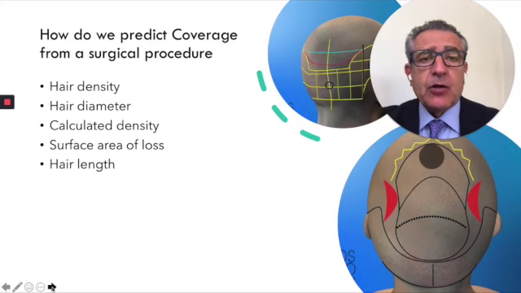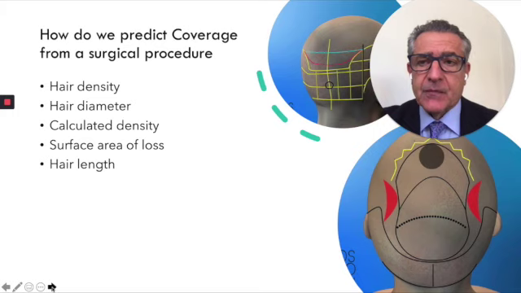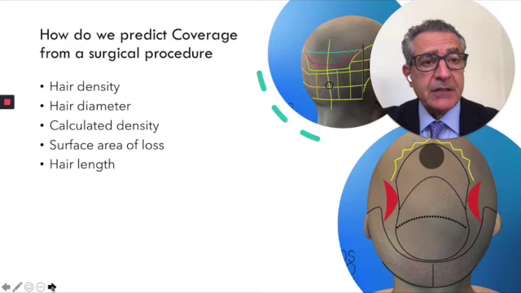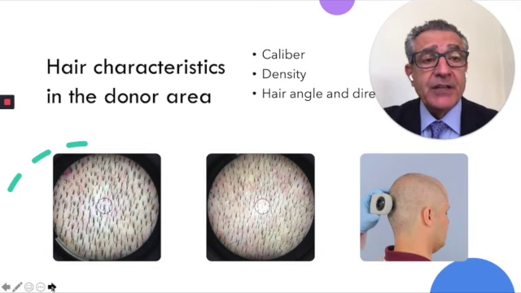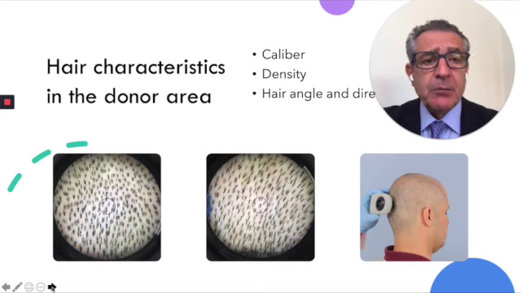How do we protect coverage from a surgical procedure? You need to know the hair density, you need to know the hair diameter, calculate density and surface area of loss, and also the hair length makes the difference. Also, the hair characteristics in the donor area are very, very important: the caliber, the density, and also the hair angle and the direction of the hair. Sometimes it's different from one patient to another, and sometimes it's different from one area to another in the same patient. It's very, very important to study the hair before the surgery.